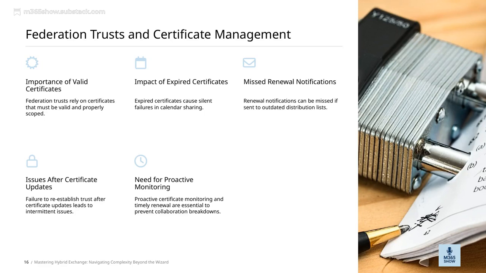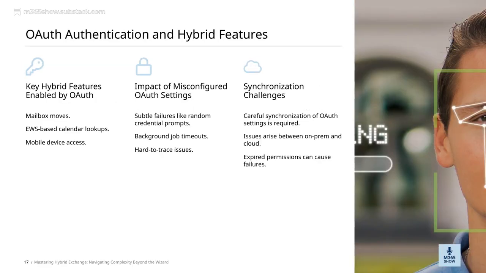It's also important to remember that federation trusts depend heavily on certificates that are valid and properly scoped. If the certificates are invalid or misconfigured, the trust and overall federation can suffer. So, keeping a close eye on certificate validity and ensuring proper management is vital for a smooth, reliable hybrid exchange environment. Now, let's talk about OAuth authentication and its role in enabling hybrid features.